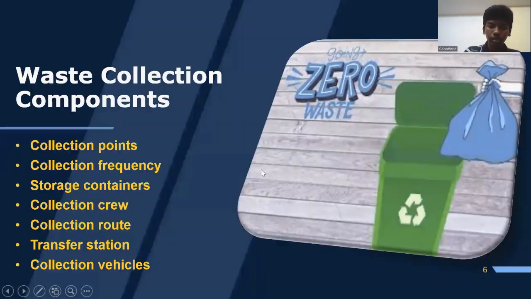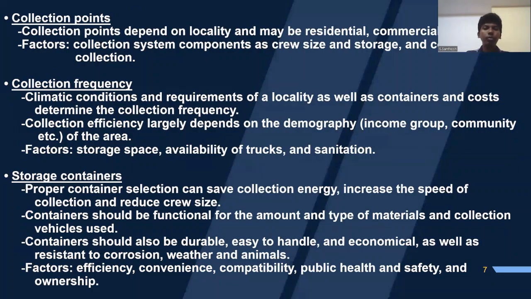So let's see further, and these are the waste collection components that we are seeing. That is, you need to have these minimum requirements for the waste collection. You should check all these lists before you go for the waste collection. That is the collection points, collection frequency, storage containers, collection crew, collection route, transfer station, and collection vehicles. Let's see about collection points.